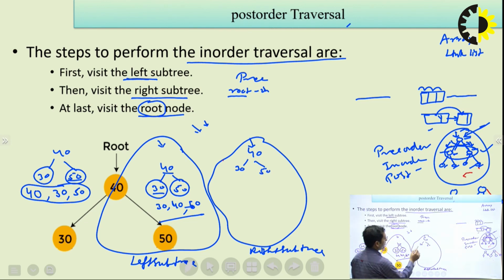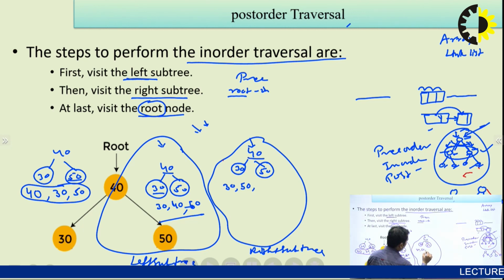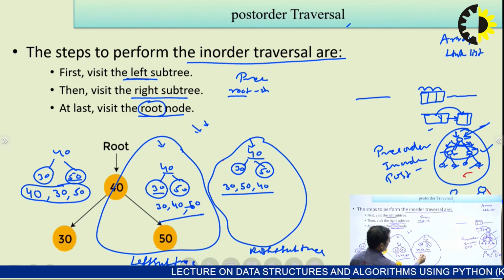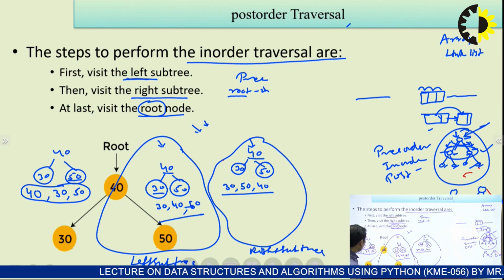So, first visit the left subtree. In the left subtree only one node is here. So, visit the 30, then visit the right subtree. In the right subtree there is only one node. So, visit this particular node, that is 50, and then visit the root node, 40. So, each node is visited exactly one time by using post order traversal, giving the post order sequence 30, 50 and 40.